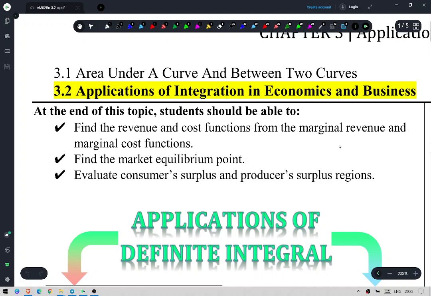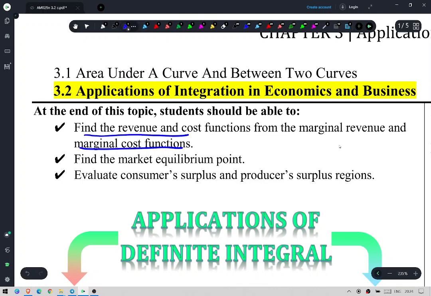So in this video, I would like to continue chapter 3, applications of definite integral, specifically application of integration in economic and business. By the end of this topic, students should be able to find the revenue and cost function from the marginal revenue and marginal cost function. Next, be able to find the market equilibrium point, and lastly, evaluate consumer surplus and producer surplus region.